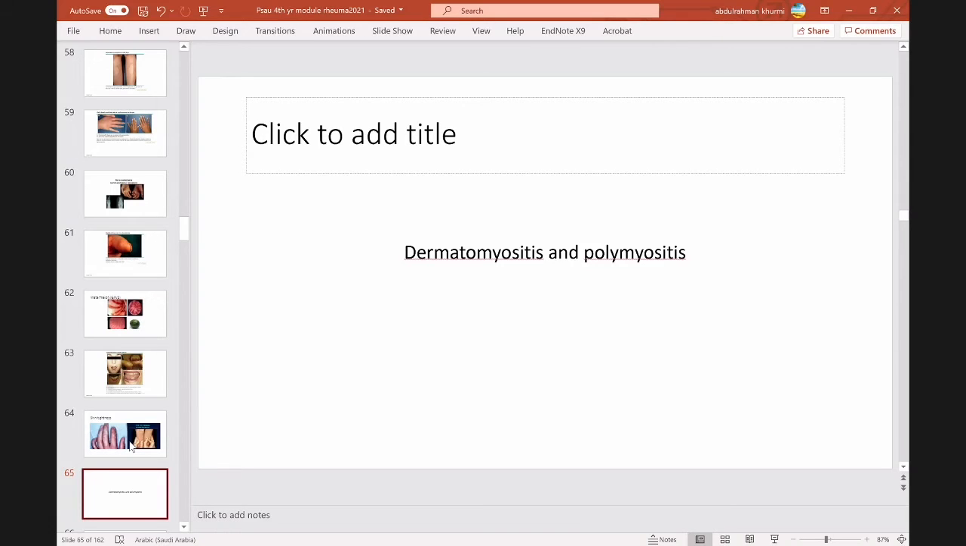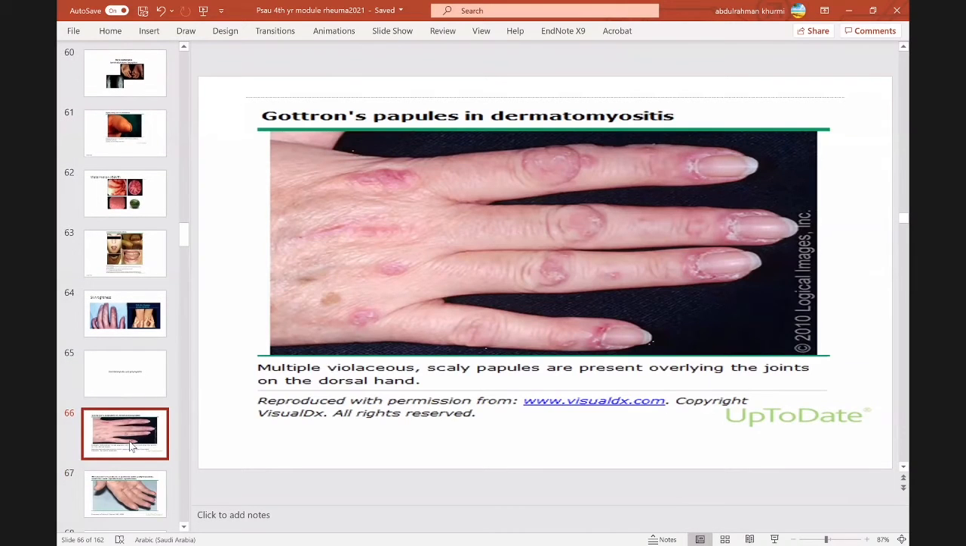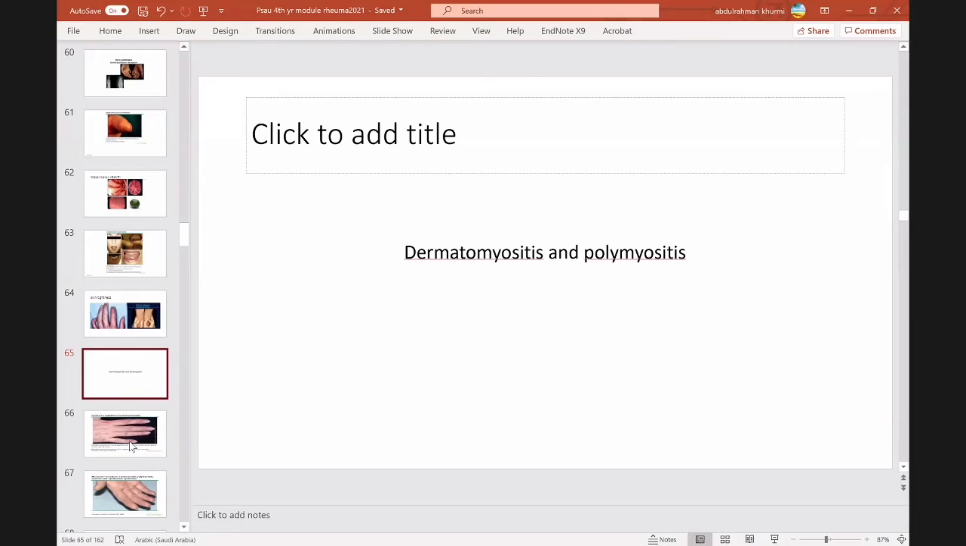Okay, dermatomyositis and polymyositis. What do you see here? What do you know about dermatomyositis? Honestly, Doctor, it's the first time I've heard about it. Nobody has heard about it? Myositis means inflammation of the muscles, right? It can come with skin manifestations, and it can come without skin manifestations. If it comes with skin, dermatomyositis. If it comes without skin, it causes polymyositis.